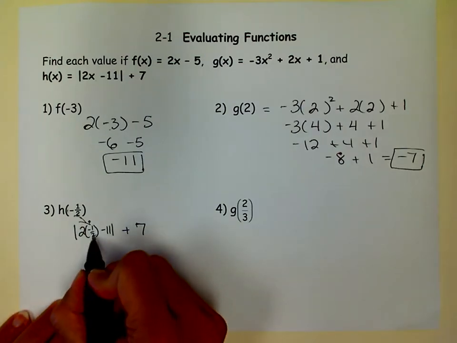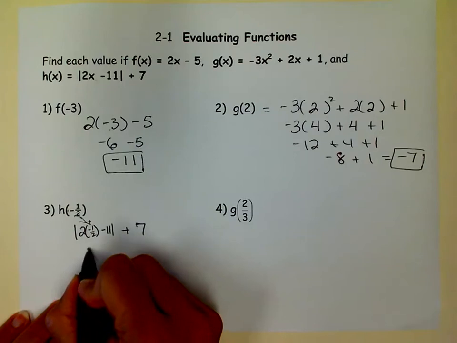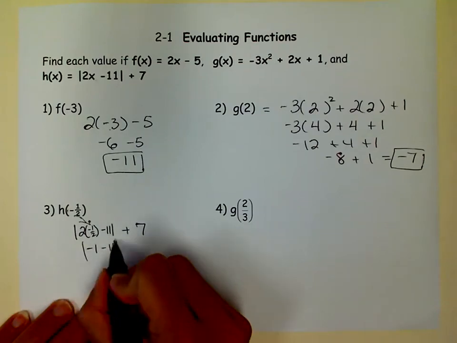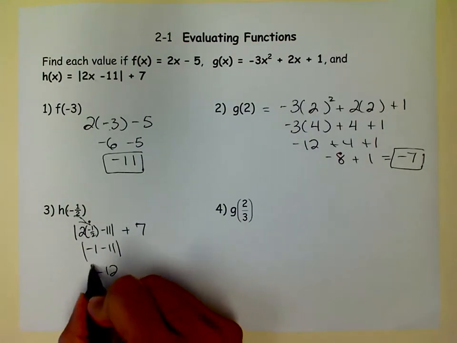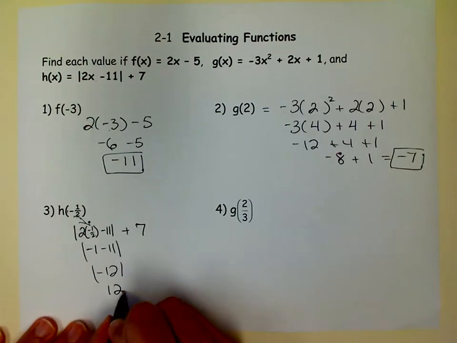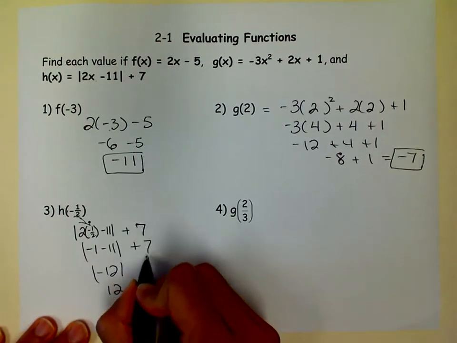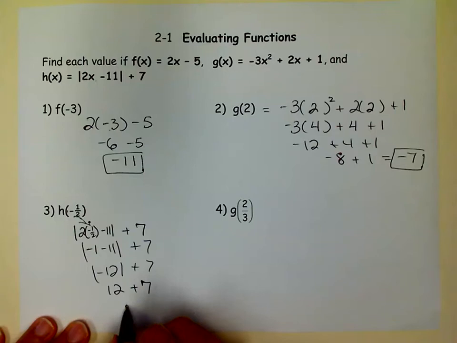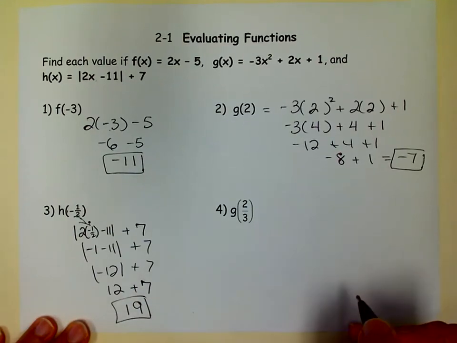Well, half of 2 is 1, and then it's a -1, so that's -1 minus 11. -1 minus 11 is -12. The absolute value of -12 is 12. Should put that down every time. And then 12 plus 7 is 19. So h of -1/2 is 19.